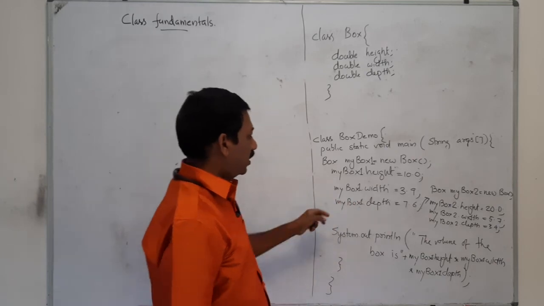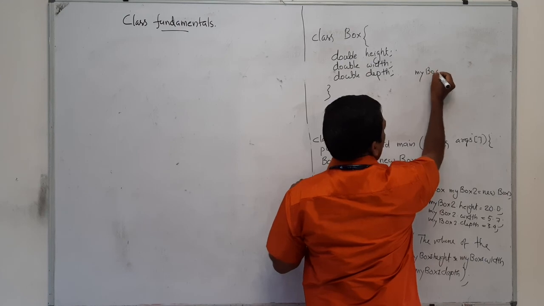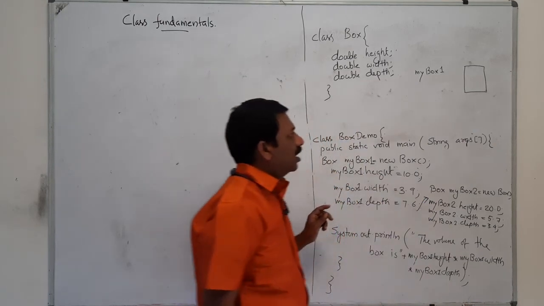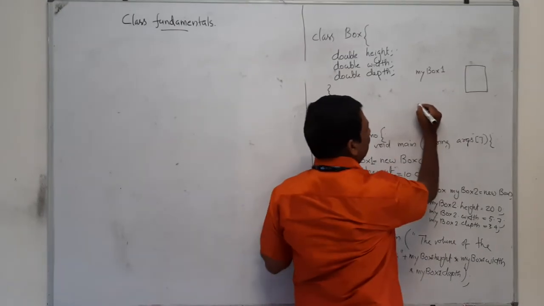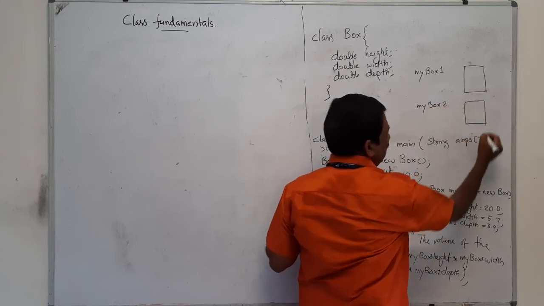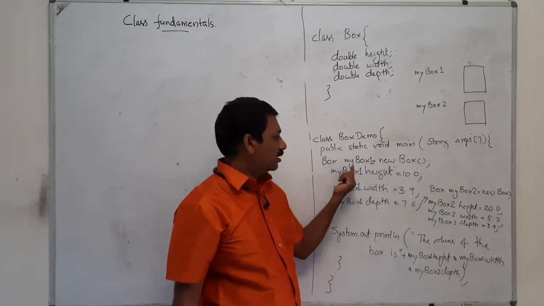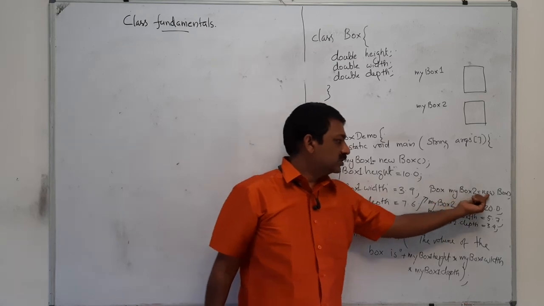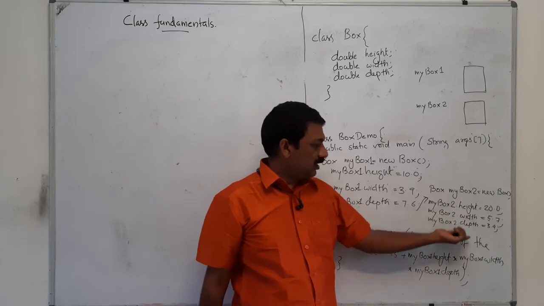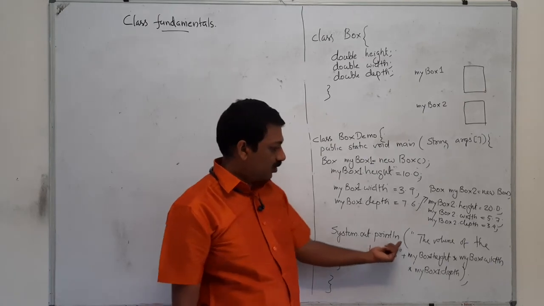Now you have created the first object, which is myBox1, and myBox2 is another object. That means using this new keyword here, you have created myBox1, and using this new keyword you have created myBox2. myBox2's height, width, and depth are 20, 5.7 and 3.4. Now here you have found out the volume.